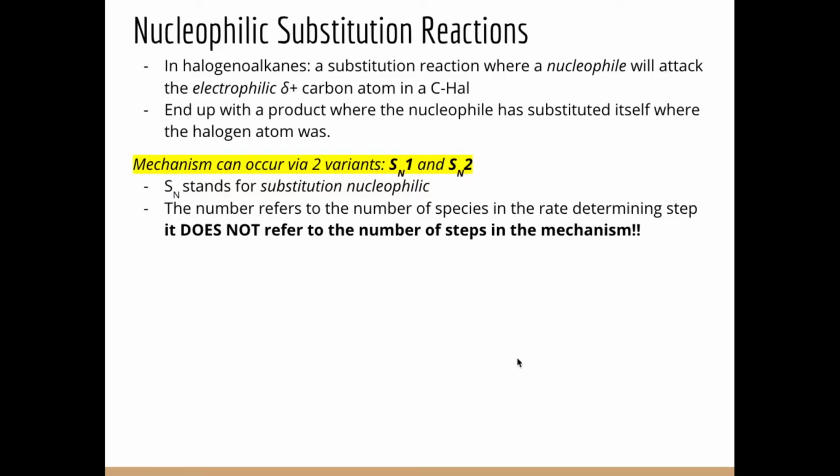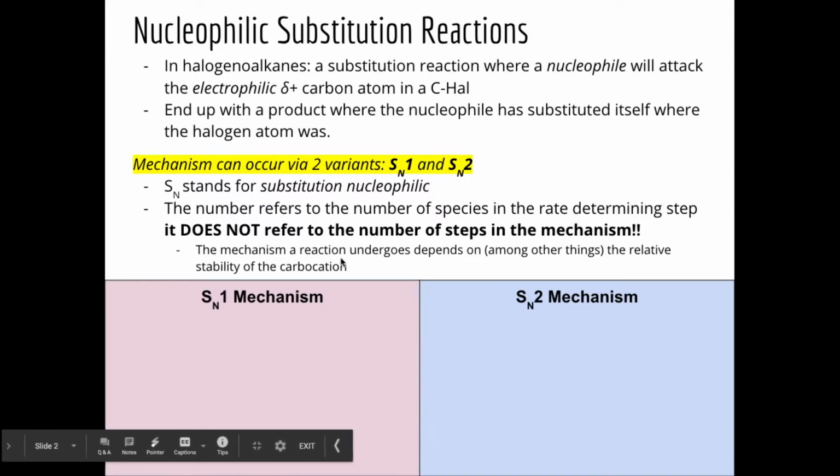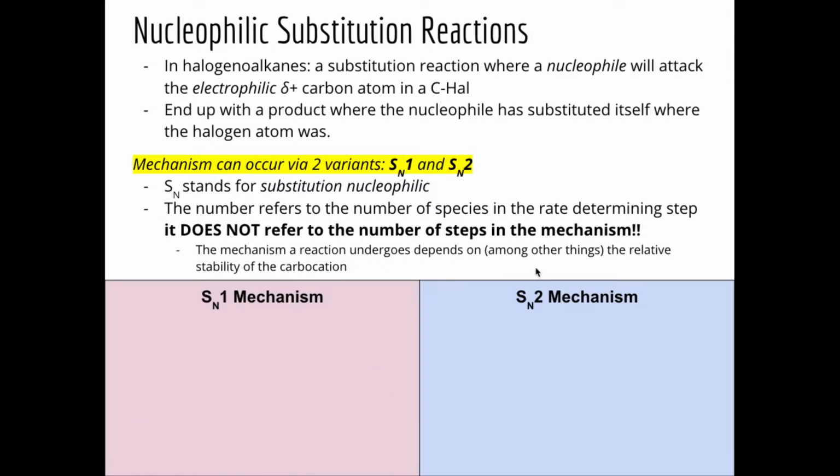Now, it's a very easy mistake to make, to think the number refers to the number of steps, but it's not. It's referring to how many species are involved in the slowest step of the reaction. This is going to make a lot more sense as you continue on with your chemistry education and look at a bit more advanced reaction kinetics. But just for now, it's something we've got to be able to remember and make sure that we do not get it mixed up. So the mechanism the reaction undergoes depends on, among other things, the relative stability of the carbocation. Okay, let's summarize them and then we'll look at both in depth.